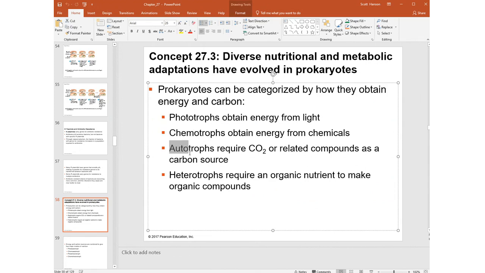Autotrophs can feed themselves. They do require carbon dioxide and some related compounds as a carbon source, but other than that they can feed themselves, and usually they're phototrophs. Heterotrophs, hetero means other, need an energy source other than just themselves. They require organic nutrients to make organic compounds and to get energy.